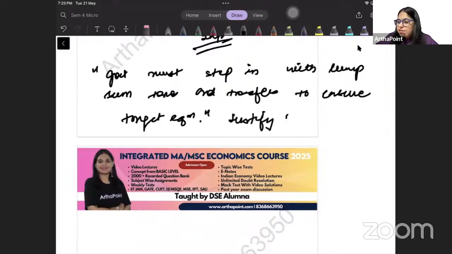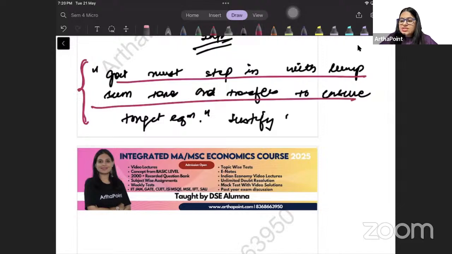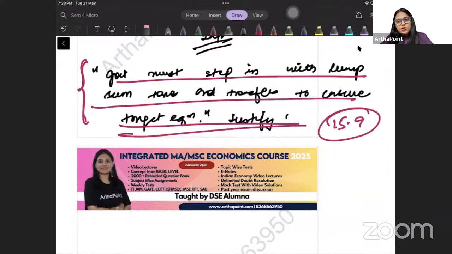तो ये वाला part we have already done as part of our course. So you have to tell the role of lump sum taxes and transfers, how you can achieve the target equilibrium. This is figure 15.9 of your book. So this kind of thing can be asked in exam. तो पहला part क्या हो गया बेटा?